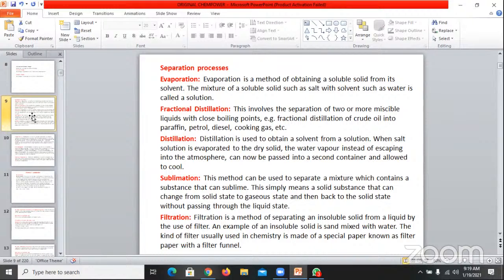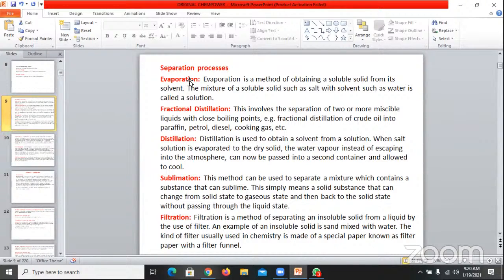Very importantly, you need to know that evaporation can only happen when the solid is soluble and it is dissolved in a solvent. A solvent is normally the fluid or the liquid into which the solid is dissolved. Very good examples of this can be your salt dissolving in water. So the salt is a soluble solid, whereas the solvent is water. So a mixture of salt and water can be separated using evaporation.